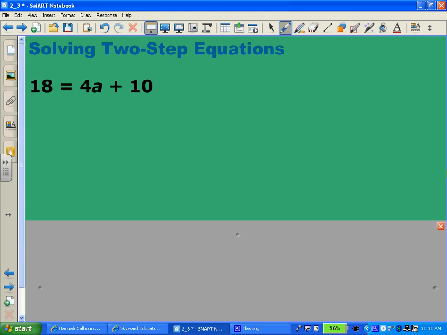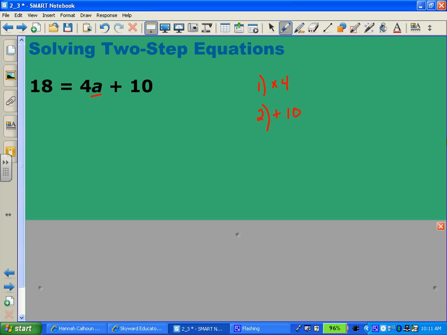Again, the very first thing I do is I find my variable. So here's my variable A. And I ask the question, what is happening to A? I'm going to make a little list here of what's happening to A. And yes, I want you to do this when you do your homework. So what's happening to A? Well, the first thing I see is that it's being times by 4. And the second thing I see is that we're adding 10. So that's what's happening to our variable in the order that it's happening.